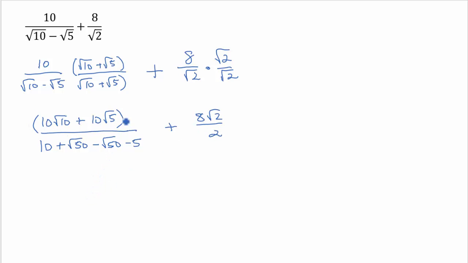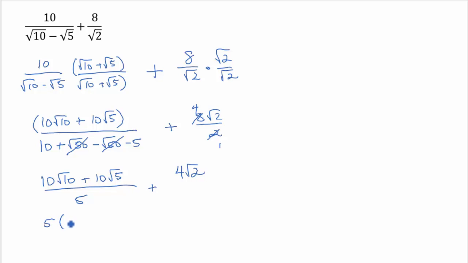Okay, so let's see what we've got now. 10 square roots of 10 plus 10 square roots of 5 over, these two cancel, and I have 10 minus 5 is 5. This guy's going to reduce. 2 goes into 2 once, 2 goes into 8 4 times. So he becomes 4 square roots of 2. And this we can reduce too, because you see how I could divide a 5 out? So this would be 5 times 2 square roots of 10 plus 2 square roots of 5 over 5.